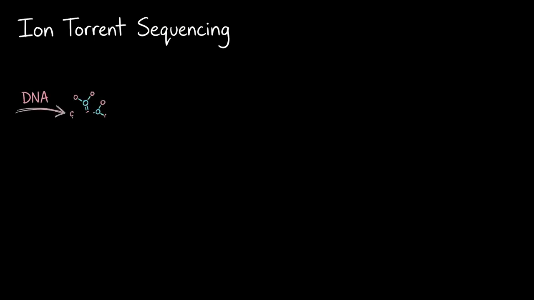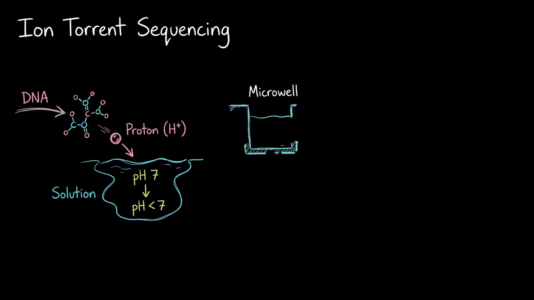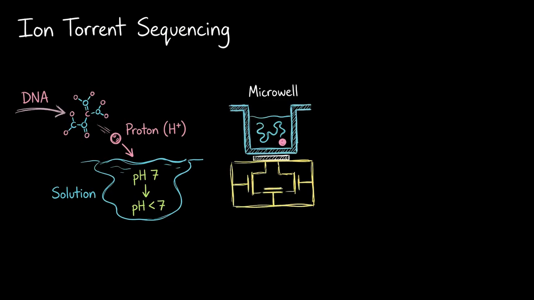Ion torrent sequencing measures a different consequence of the same bond-forming reaction. When a nucleotide is incorporated, a proton is released into solution. In a tiny reaction volume, that proton slightly changes the pH. Templates sit in microwells on top of ion-sensitive transistors. As nucleotides are flowed across the chip, incorporation events cause detectable voltage changes.